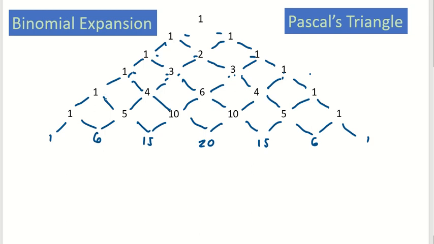You do the same thing to the next row. We have here 1 and 4. 5 plus 6, 11 plus 4, 15 plus 1 is 16, which is also a power of 2. And you can go on forever. But I would really like to use Pascal's triangle in binomial expansion.